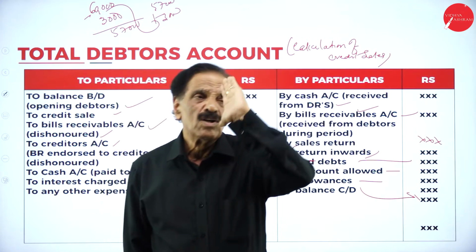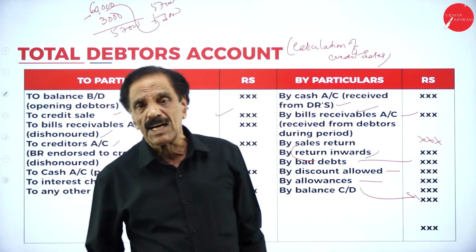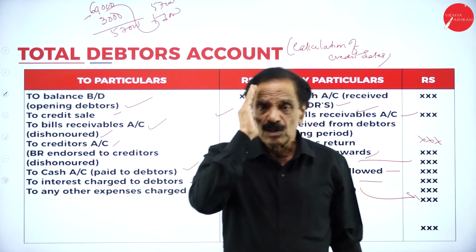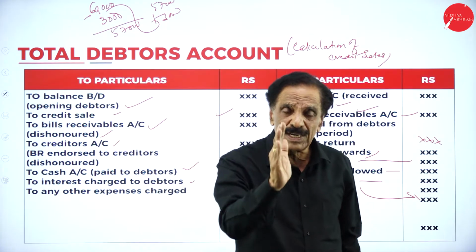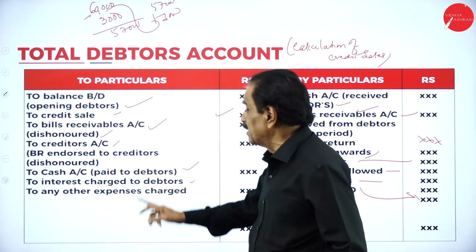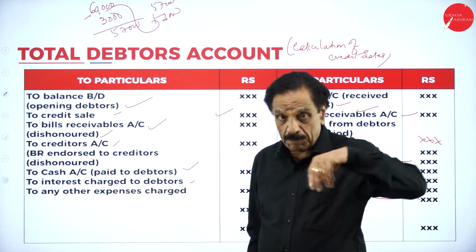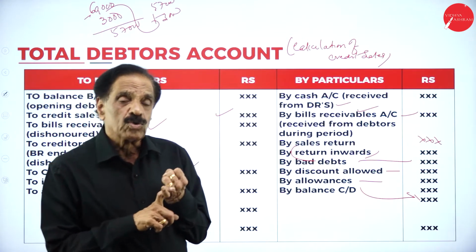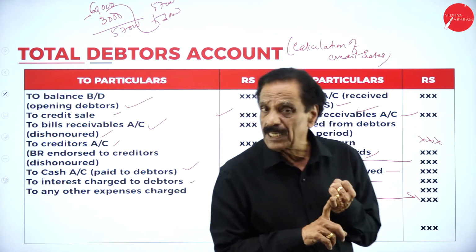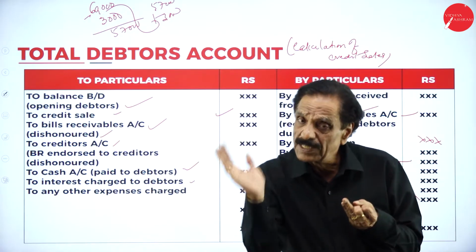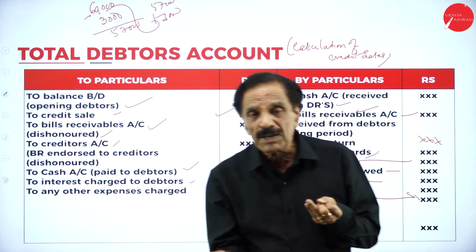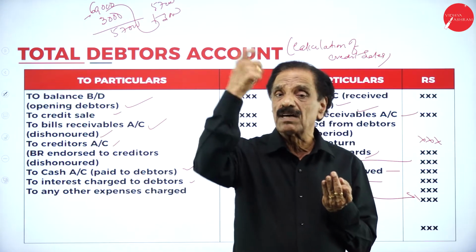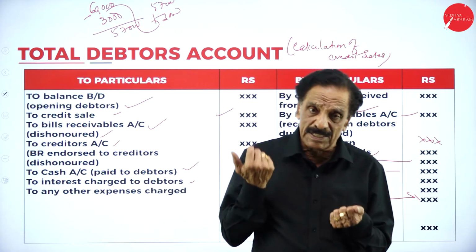How is the formula? To balance brought down, opening debtor. To credit sale. Next, to BR dishonor. To creditor, BR endorsed to creditor is dishonored. Then to cash paid to creditor, to interest charged to debtor. Which are the items? To balance brought down, opening debtor. To credit sale, the sales account will be raised. To BR dishonor, the debtor account will be raised.